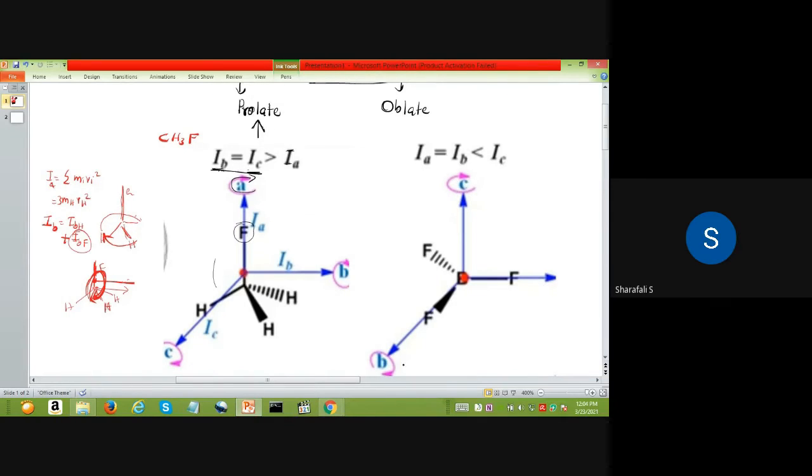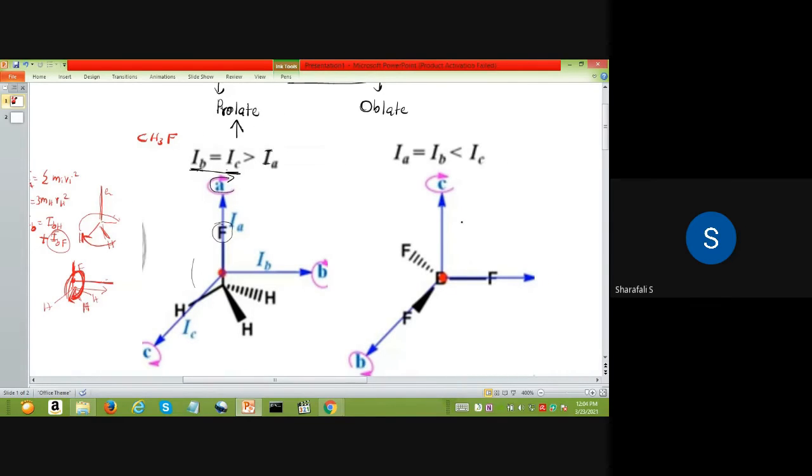And there is another kind of symmetric top molecule, and we take the example of BF3. If you want more examples here, we have CH3Cl also as another example for a prolate molecule. Otherwise, you can take CH3 with chlorine, bromine, iodine, all those compounds.